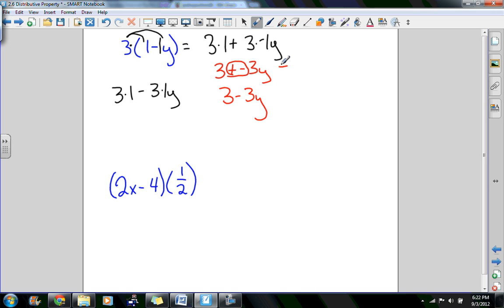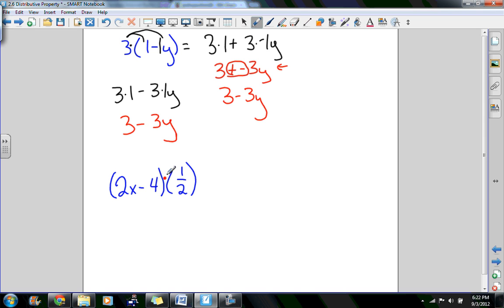And you would probably skip that step, which is okay. Down here it's the same thing. We have 3 times 1 is 3. And we have a negative sign, and 3 times 1y will be 3y. Same answer both ways. Just make sure you don't lose your negative.